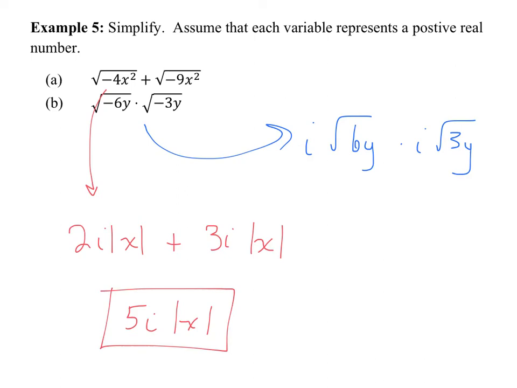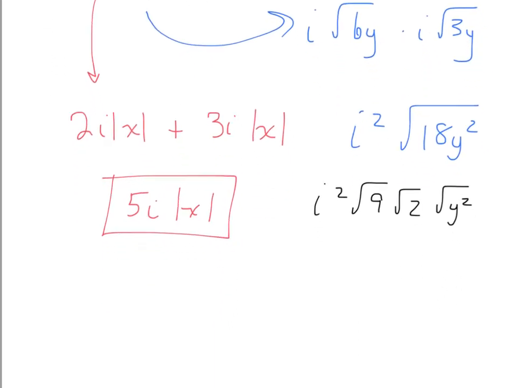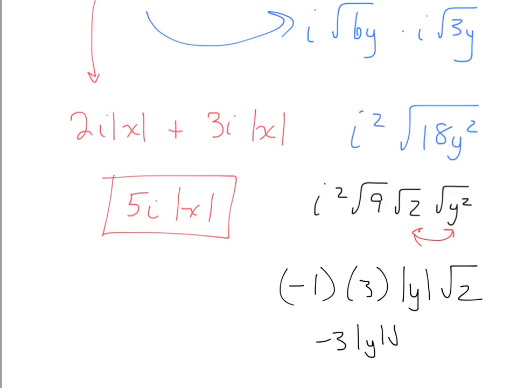i times i is i squared in front. 6y times 3y is 18y squared. Now it makes it nicer, doesn't it? Because now the y squared reduces to y. What do you got for the 18? 18 is 9 times 2, so it's 3 root 2 absolute value y. Good. So we're going to get a negative 1 here, a 3 here, absolute value y, and a root 2. I'm switching the places of these two so it's in the right order, giving me negative 3, absolute value y, root 2.